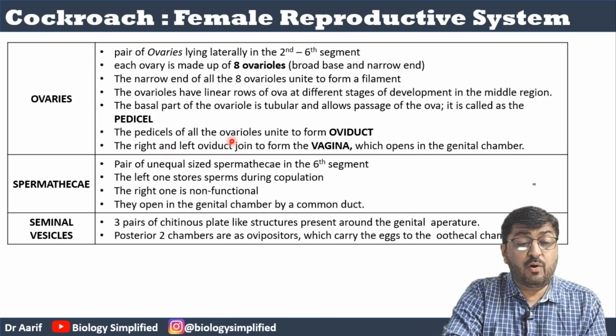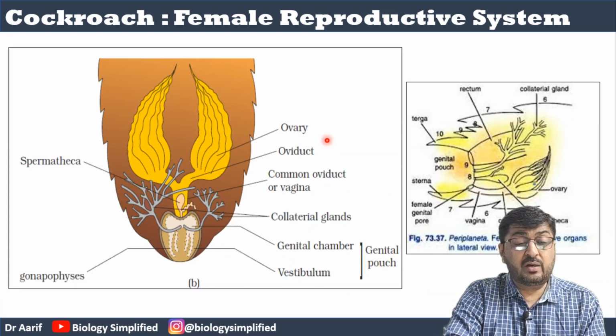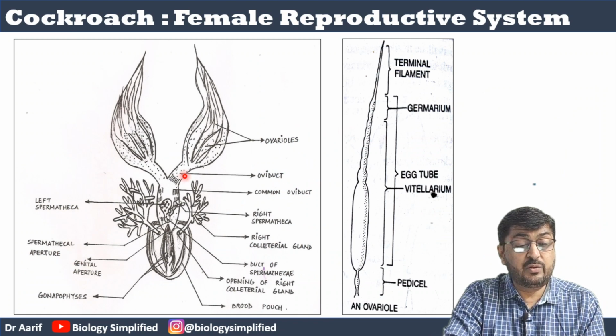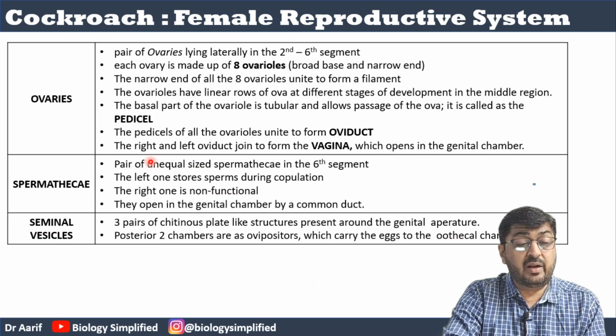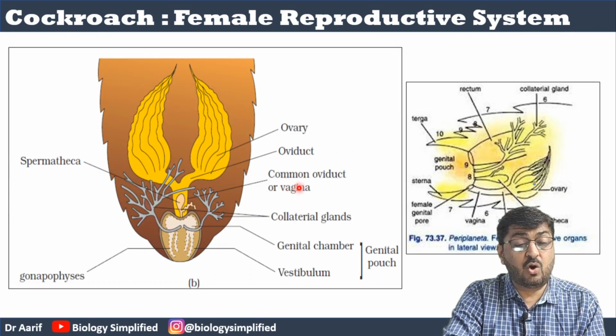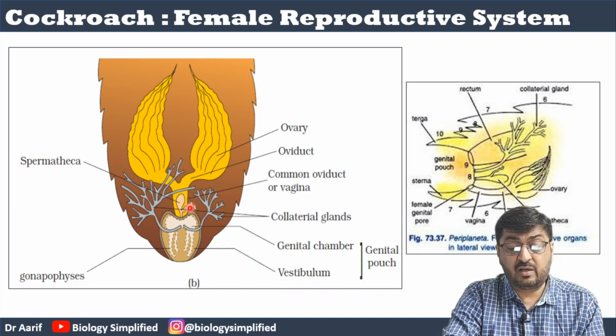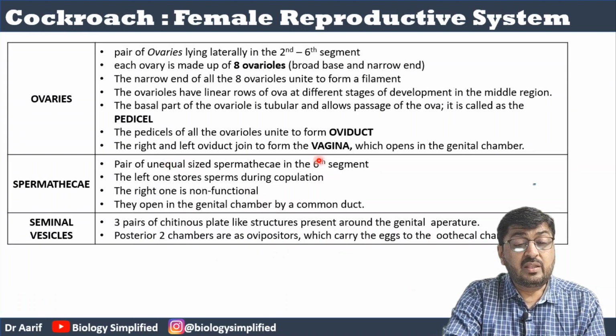The pedicels of all ovarioles unite to form the oviduct. So this is the oviduct here. The right and left oviducts join to form the vagina, the common oviduct. Now look at what is written: the vagina opens in the genital chamber.